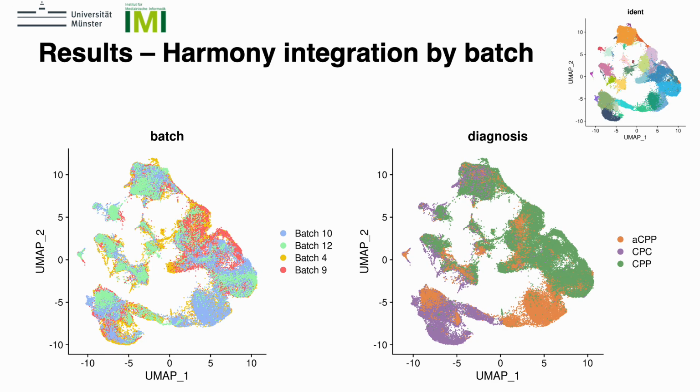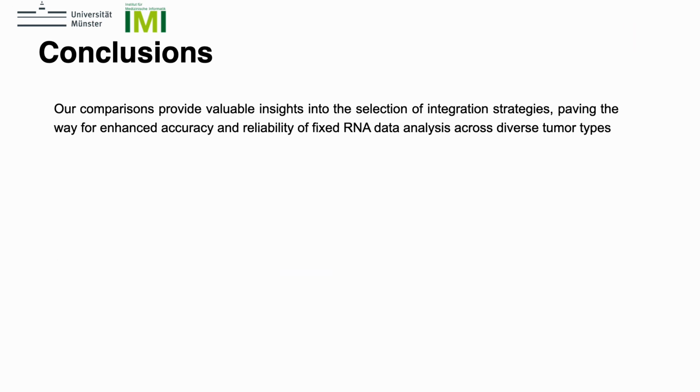And on this slide, we see the example of integrating using Harmony and considering batches as independent experiments. The results are similar to the ones before, even maybe a bit better in terms of batch effect correction.